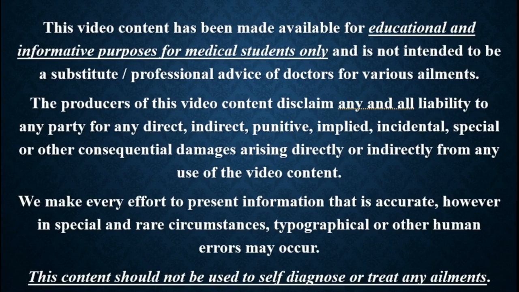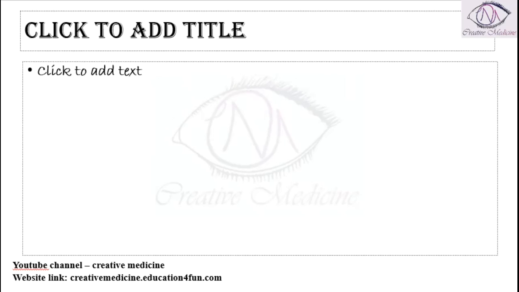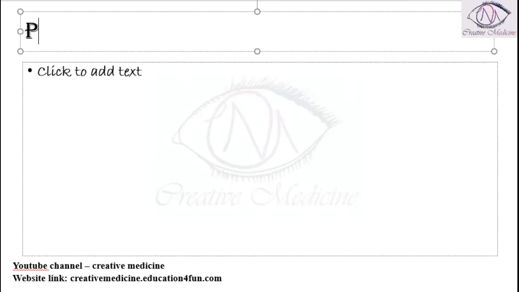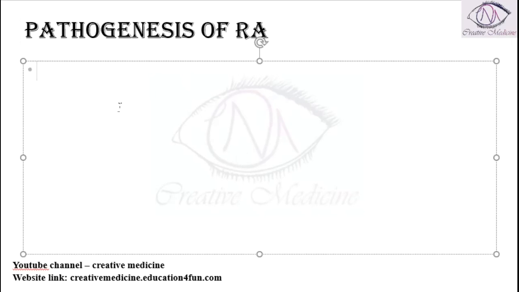In this lecture, we will learn about the pathogenesis of rheumatoid arthritis. In the pathogenesis of rheumatoid arthritis, women are more commonly affected than men, and they are around 30 to 50 years of age.